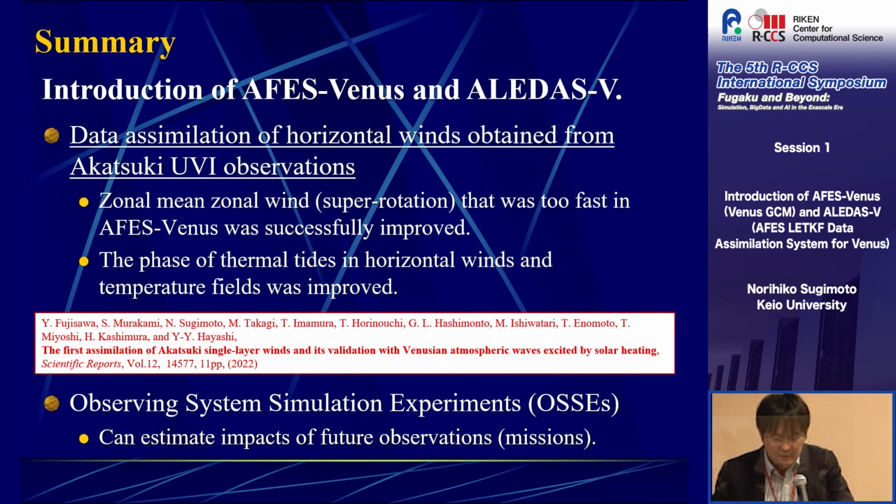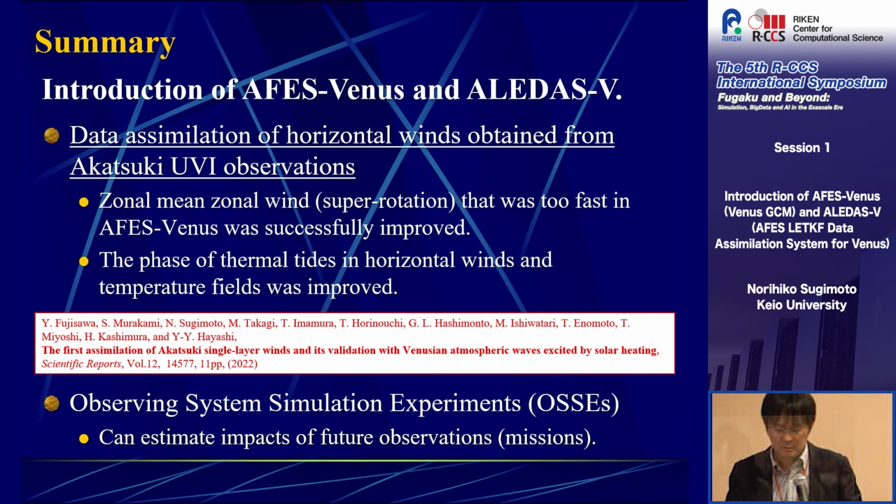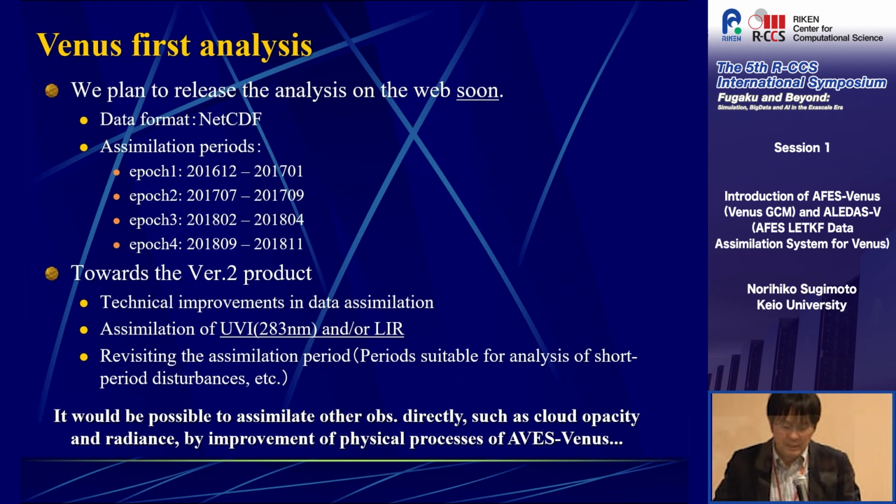So here is a summary of my talk. We introduced our general circulation model and its data assimilation system. And we first produced an analysis dataset using Akatsuki horizontal wind. In this dataset, the phase of thermal tide is improved in horizontal wind and temperature field. Also, superrotation itself, which was too fast in the original AFES-Venus, was successfully improved. Now, we also conduct observing system simulation experiments, with which we can estimate the impact of future observations and missions. So it's very promising. And our Venus first analysis dataset we will release on the web soon.